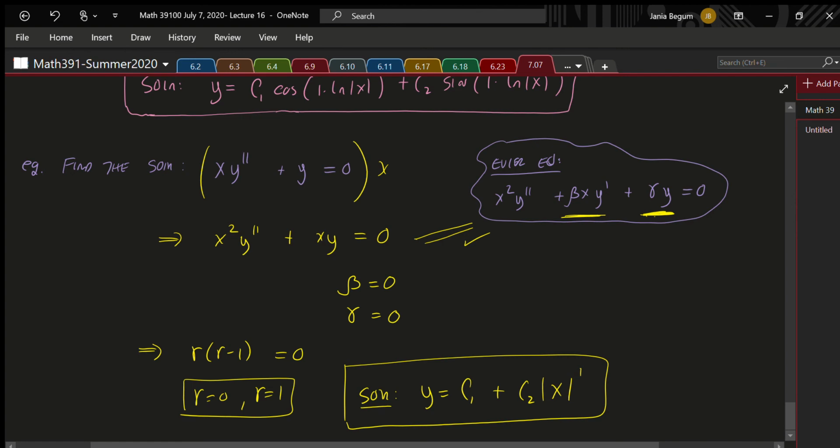Classifying it as an Euler equation in the correct form is very important for this section. I didn't get to finish 5.4. We have to talk about regular singular points, so that's going to be next time. Any questions on this?